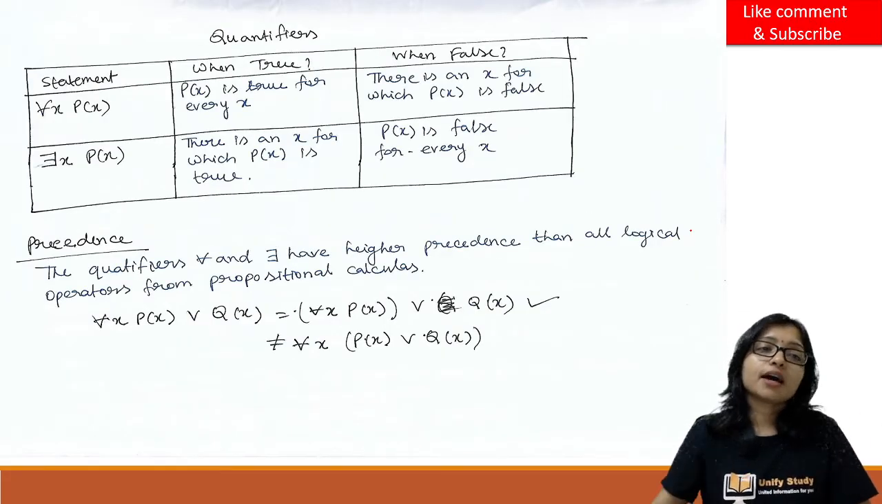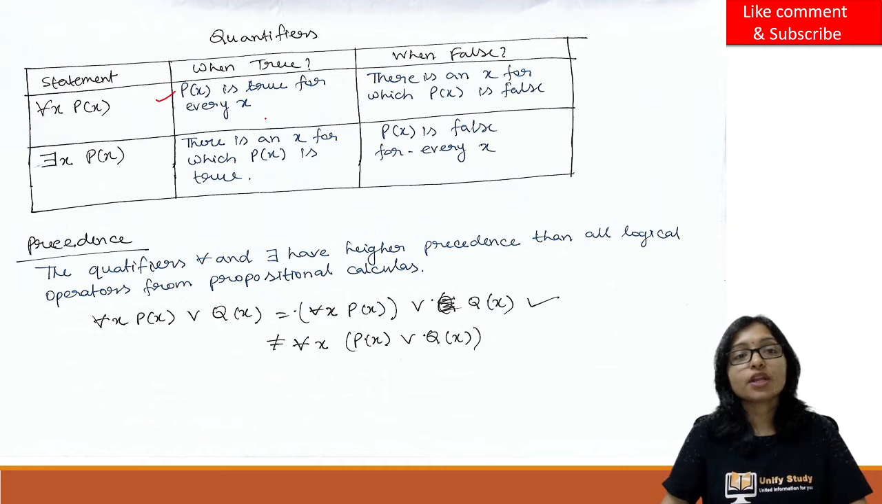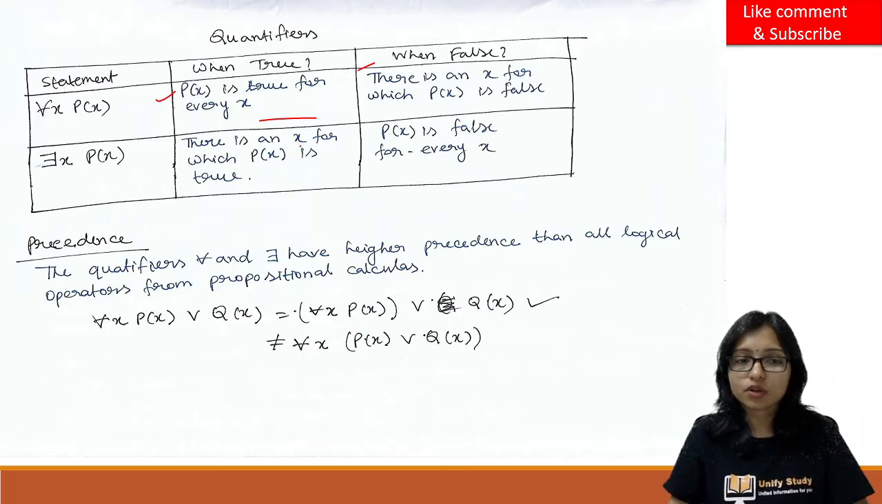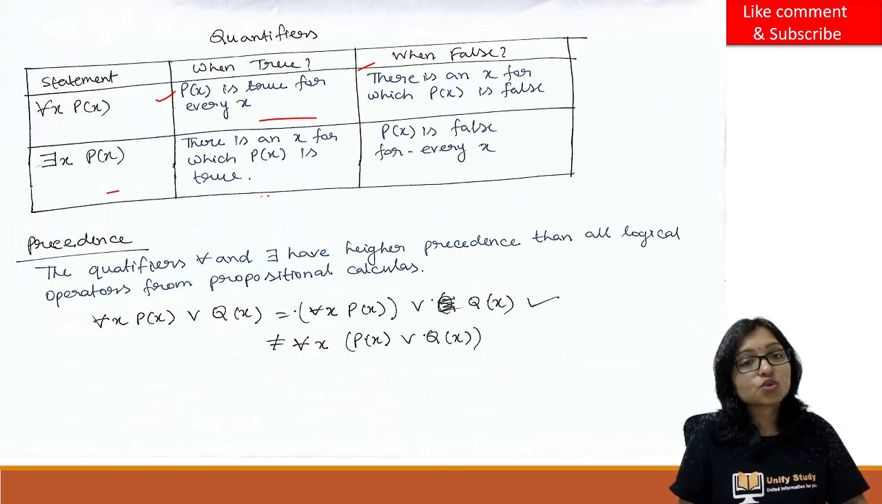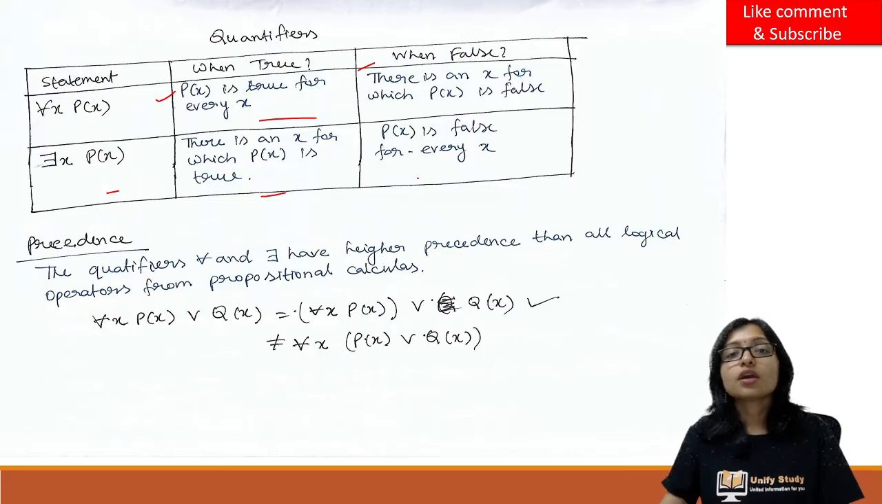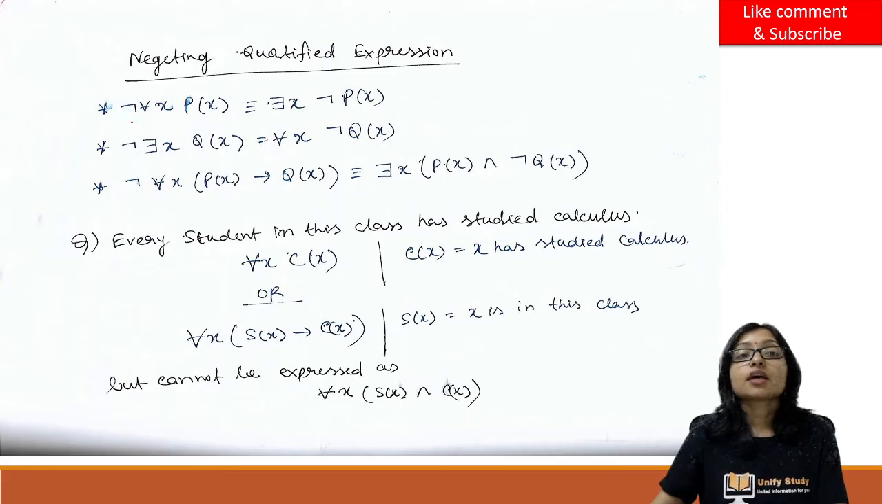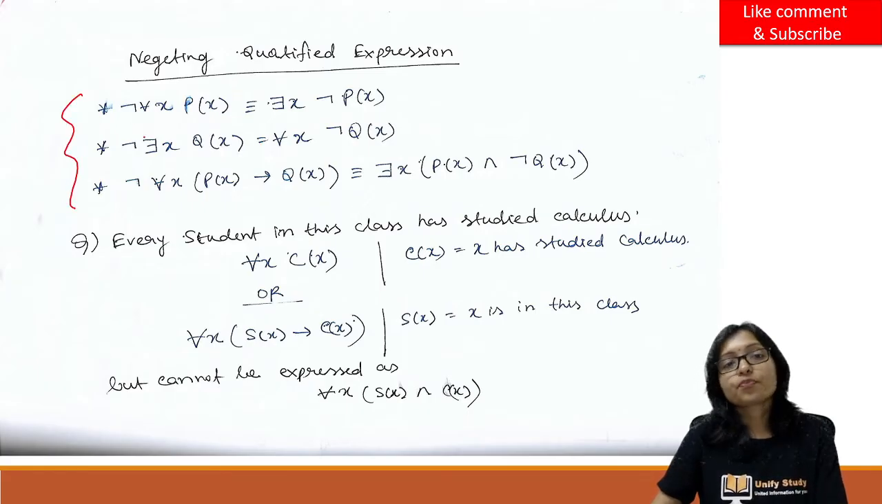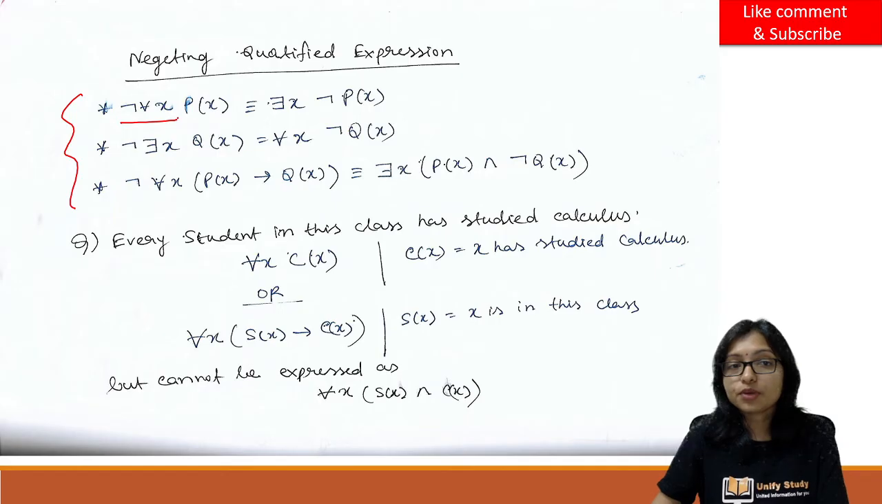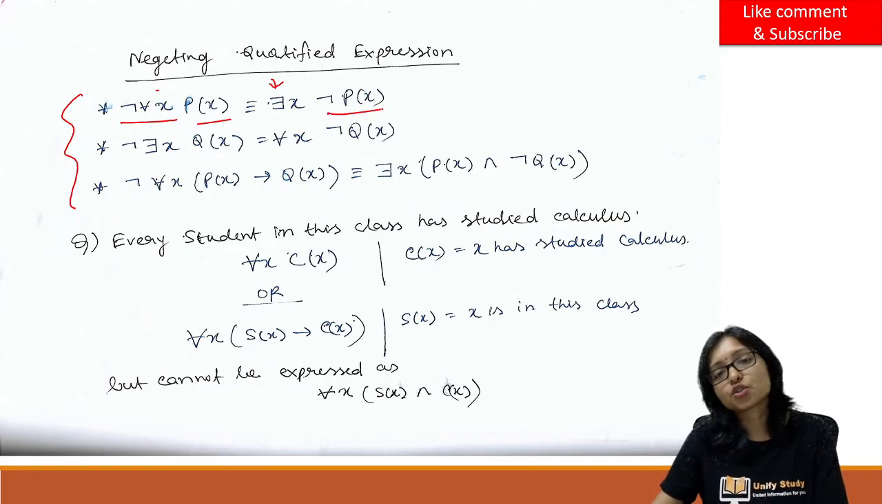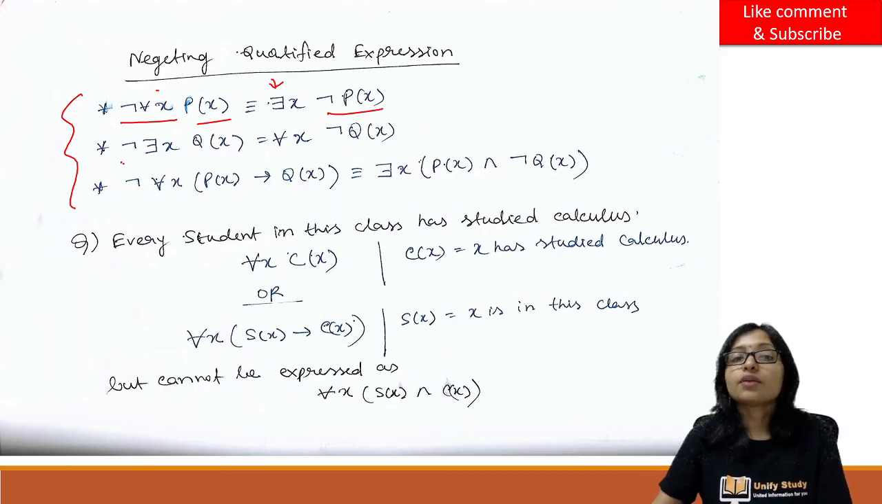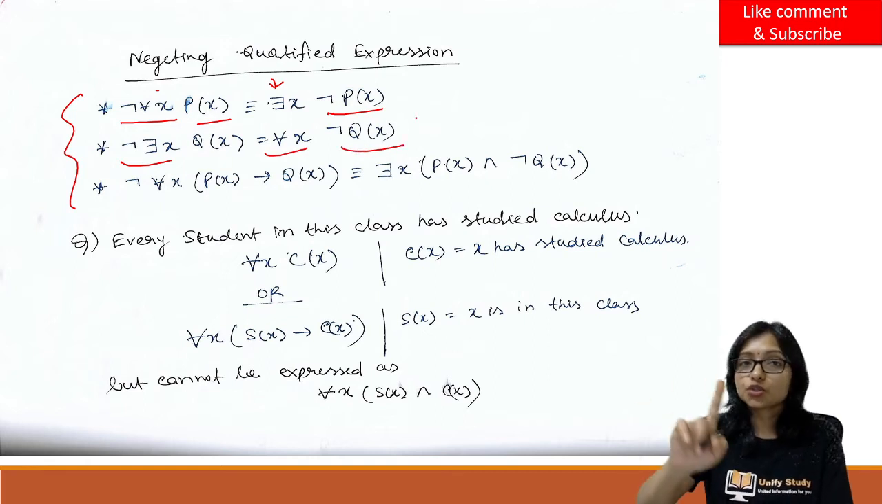Now you can see that for all is true when all are true. When any one is false, then it will be false. There exists is true when any one is true. If everyone is false, then it will be false. Now see, these are three very important rules. If I apply negation to for all Px, then this changes to there exists, and Px changes to not Px. If I apply negation to there exists, this changes to for all, and it changes to negation.